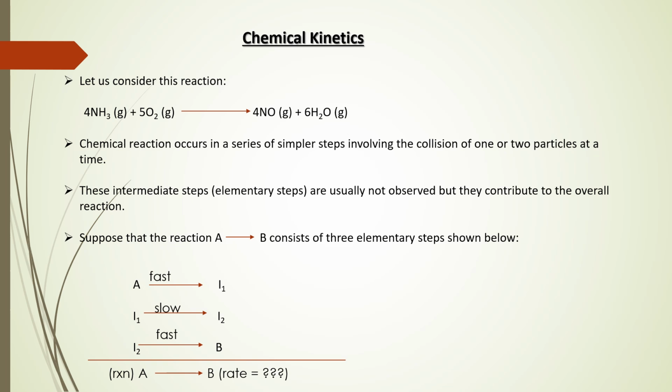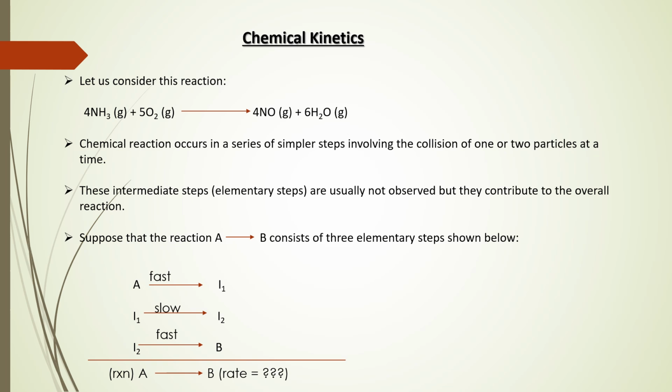Suppose that the reaction where A is a reactant and converts into the product B consists of 3 elementary steps shown below. In the first step, A converts into the product I1, which is an intermediate product, and it is a fast step. In the second step, this intermediate product I1 converts into a second intermediate product I2, which is a slow step. In the third step, this intermediate product I2 converts into the product B, which is a fast step.